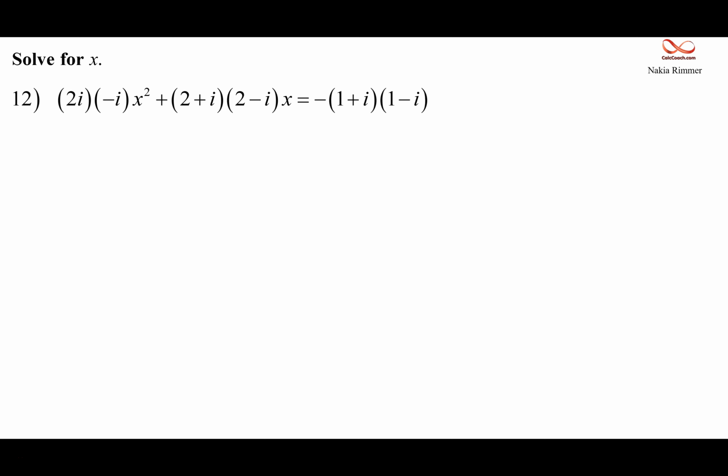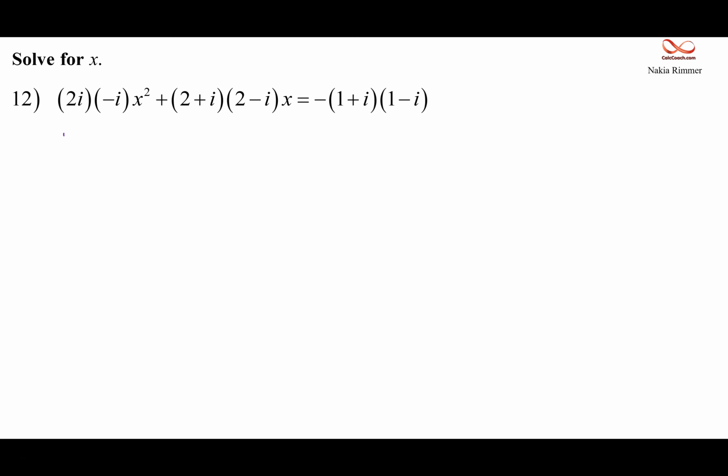And one last question here. It is a quadratic equation, but there's imaginary numbers everywhere. But it turns out that it's just some complex number arithmetic to end up with the quadratic equation, and we can solve it using the quadratic formula or completing the square.